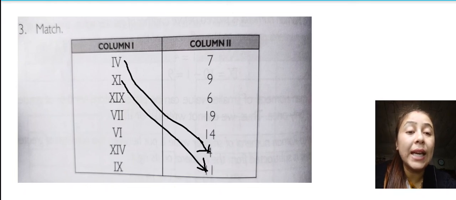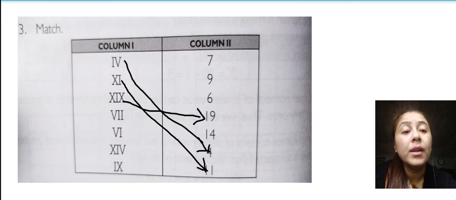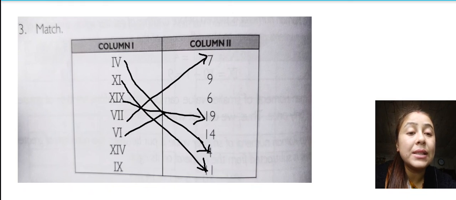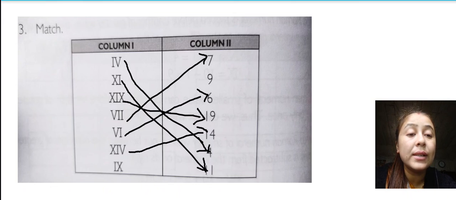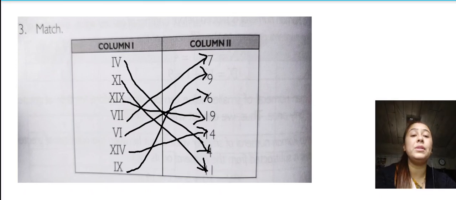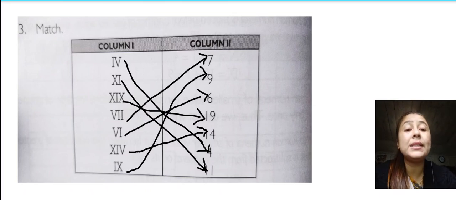XIX means 19. X means 10, IX means 9. So XIX means 19. VII means 5 plus 2, that is 7. VI means 6. Okay. XIV: X means 10, IV means 4. So 10 plus 4 is 14. And IX means 9. X means 10, I means 1. So 9 is 10 minus 1.